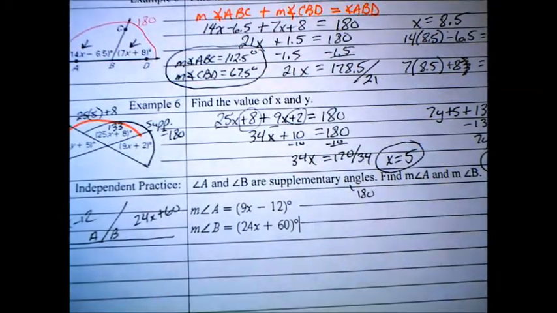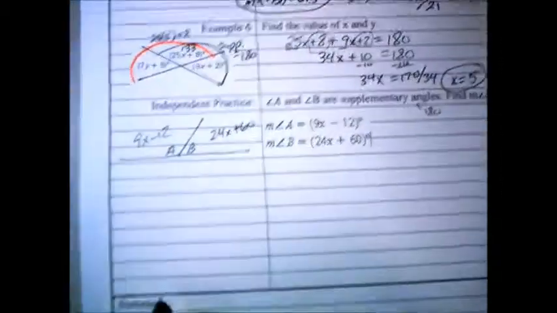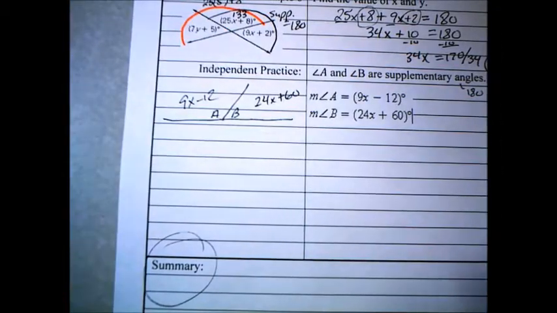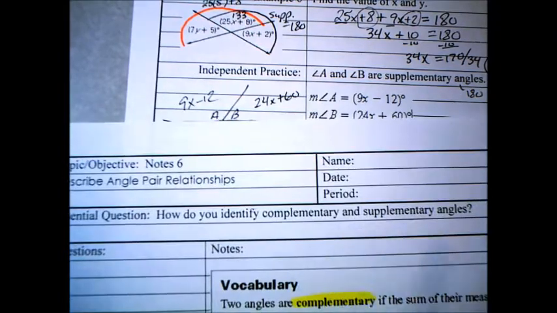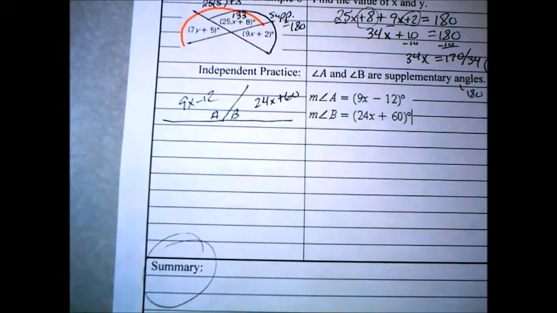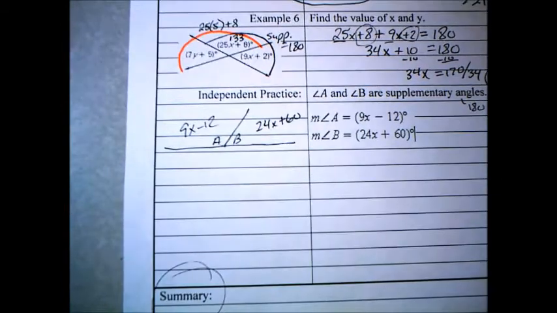So I want you to work that problem, and then you can get busy on your assignment. And do not forget about answering your summary, which was your essential question: how do you identify complementary and supplementary angles? Once you have that completed, then get busy on your homework.